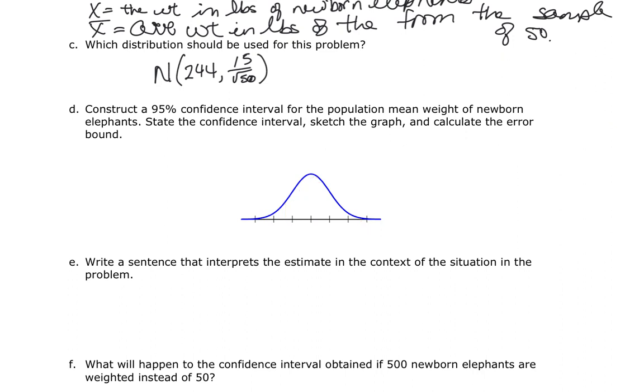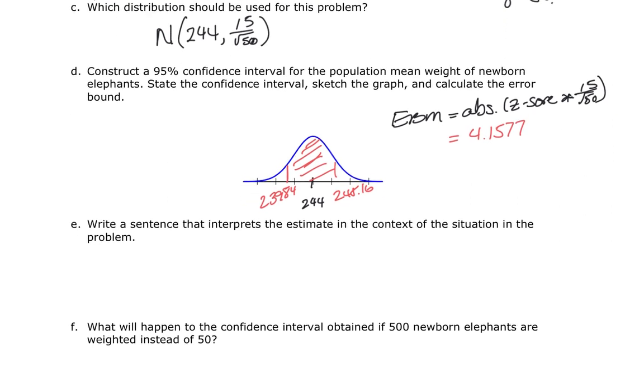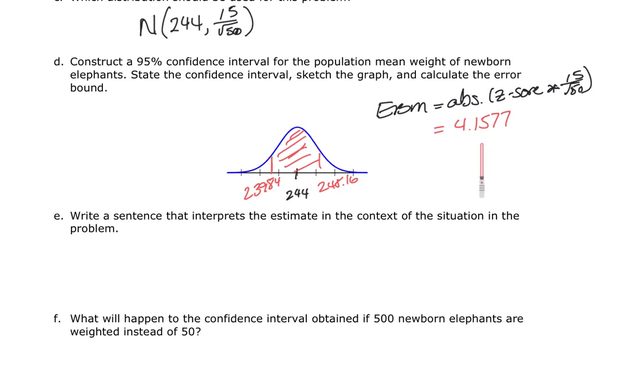My error bound, my EBM using my spreadsheet, which I'll show you in just a moment, is 4.1577. I would add and subtract that value from the 244. That's where I got those two numbers. This is where I'm 95% confident. This is the 95%, going in this direction and in this direction. That's where I expect the population average weight of elephants to be, newborn elephants.